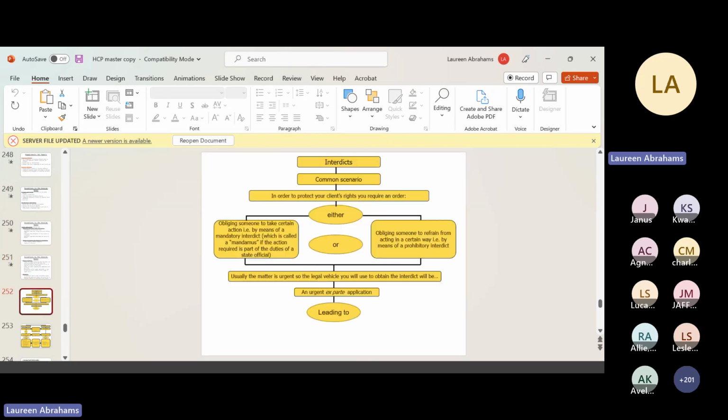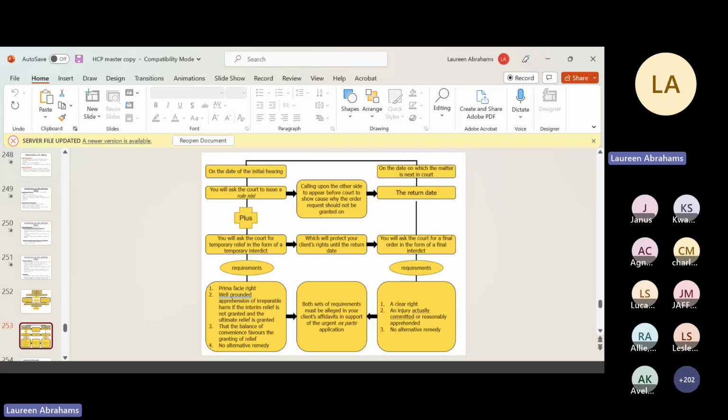Now, usually an urgent application, if you bring it, will be for an interdict. The common scenario is you oblige somebody to take action by means of a mandatory interdict, which is called the mandamus. Or you can oblige someone to refrain from doing something, which is a prohibitory interdict, right? And usually the matter is so urgent that you can't wait for the legal vehicle to obtain redress in due course. You must get the relief now. So you can either bring an urgent application on an interim basis for interim relief, where the opponent is not in court, right? Or for final relief, where you ask for a final interdict, right?